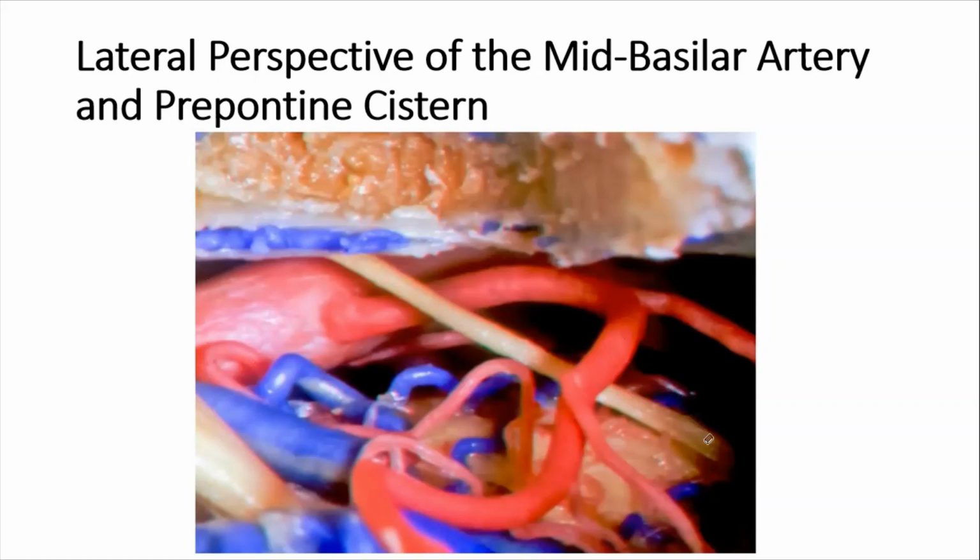Between the rostral and the caudal trunk, this nerve which is passing through is the abducens nerve, and over here is the trigeminal nerve. These are the superior petrosal veins, which drain into the superior petrosal sinus.